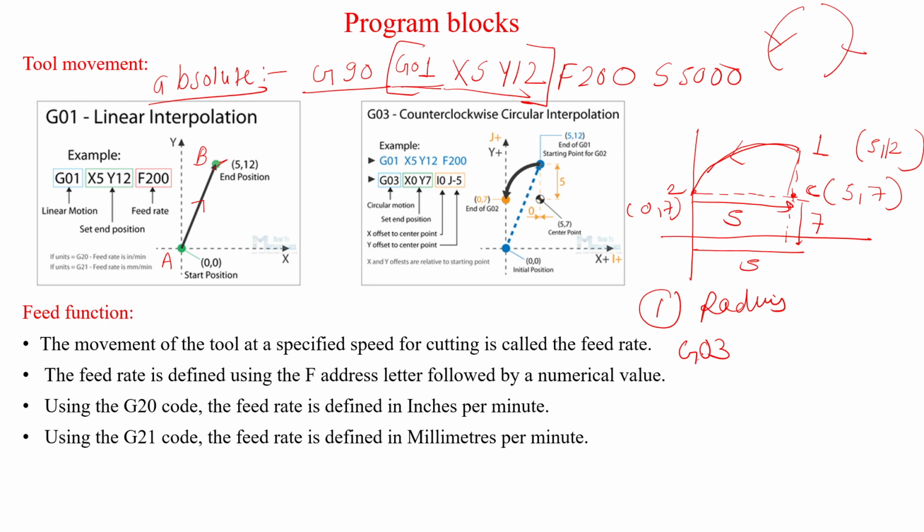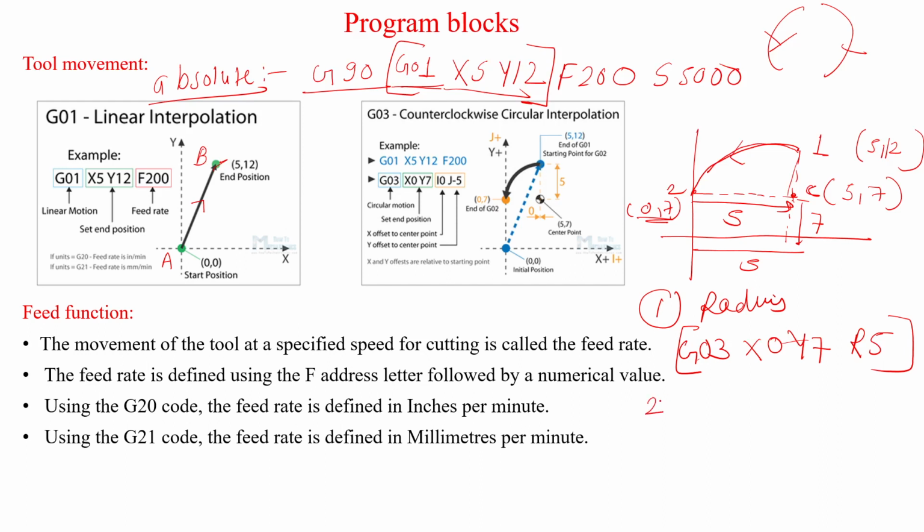Yes, sir. And what is the final position? This is the final position. So final position X is 0, Y is 7. And what is the radius? The radius is 5. Then R5. Done. Have you got this? Yes, sir.